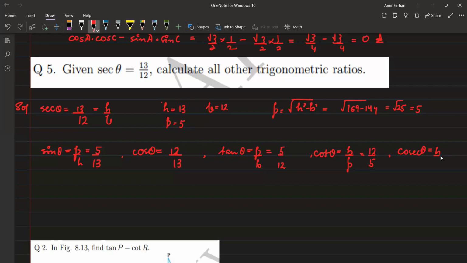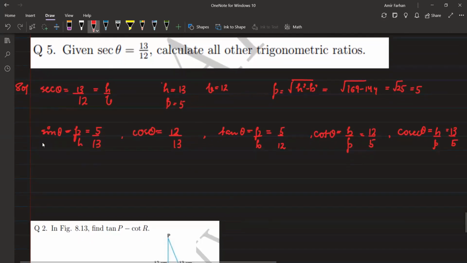It's h by p, so it would be 13 by 5. From these you can observe that sine theta and cos theta will always be less than 1. It cannot be equal to 1. It will always be less than 1. Clear?